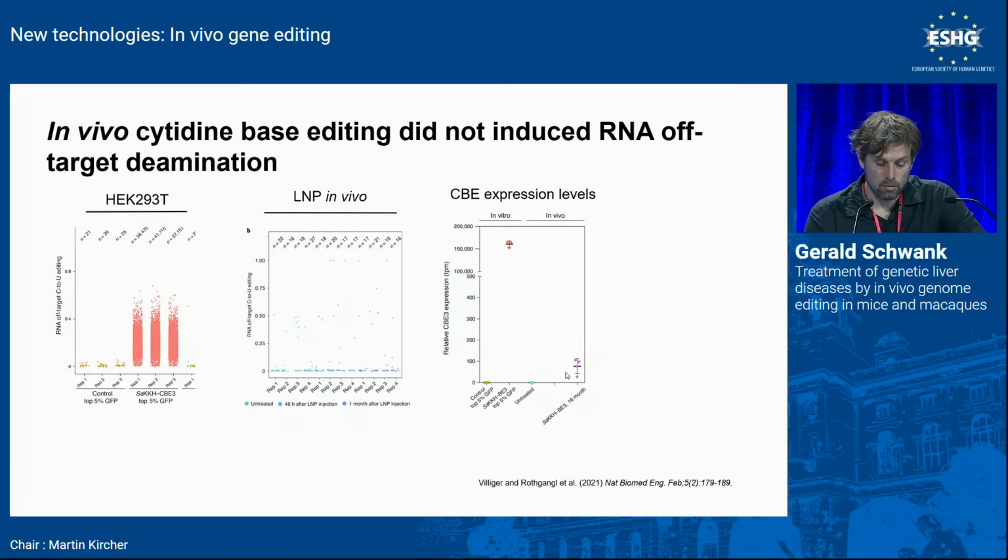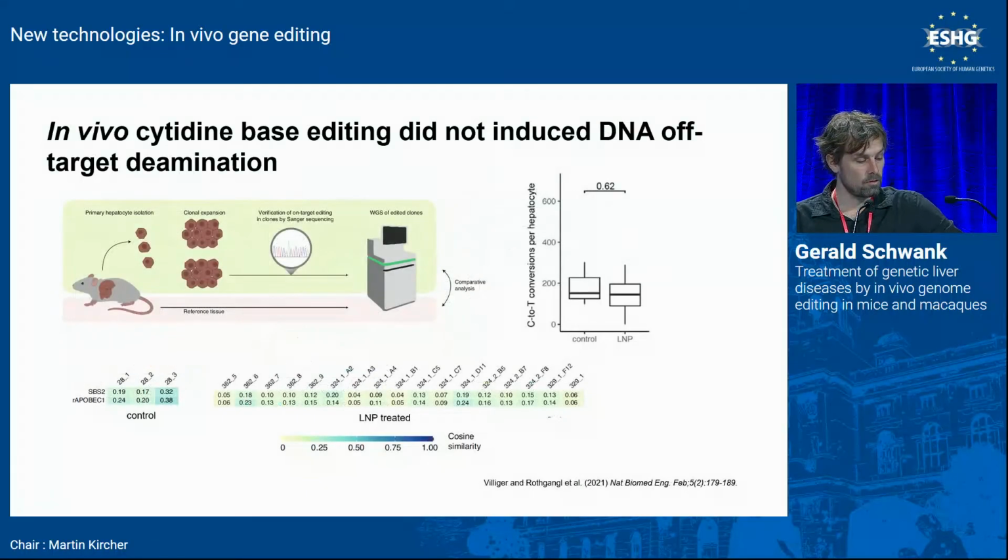So our conclusion is that with the in vivo approach, we get a much lower, much more physiological expression of the base editor, which is high enough to edit the on-target but low enough to not lead to excessive off-target deamination. So that was on RNA. Of course, we also looked on DNA.